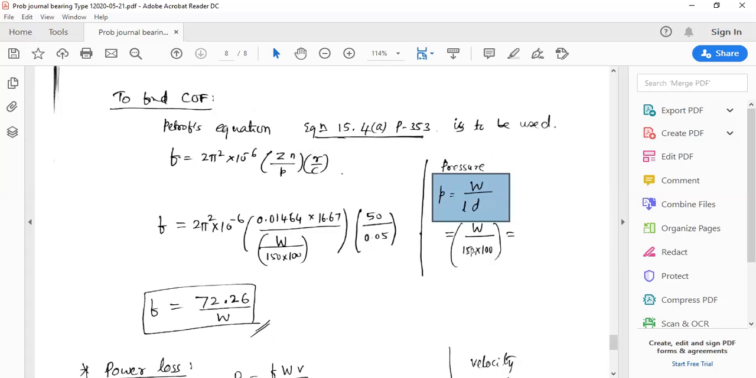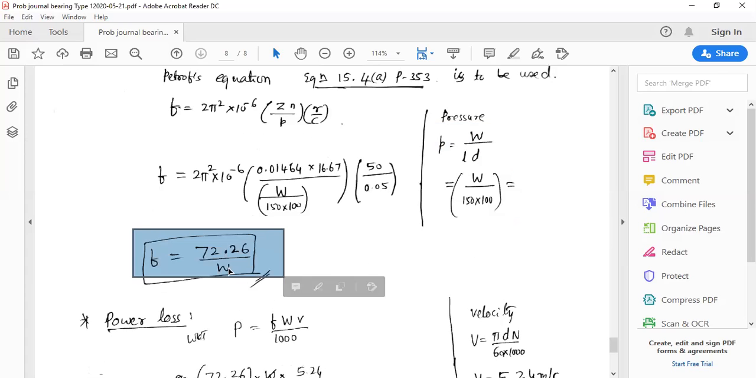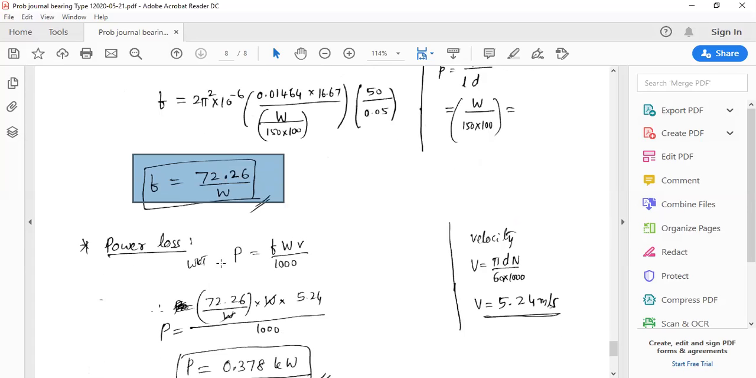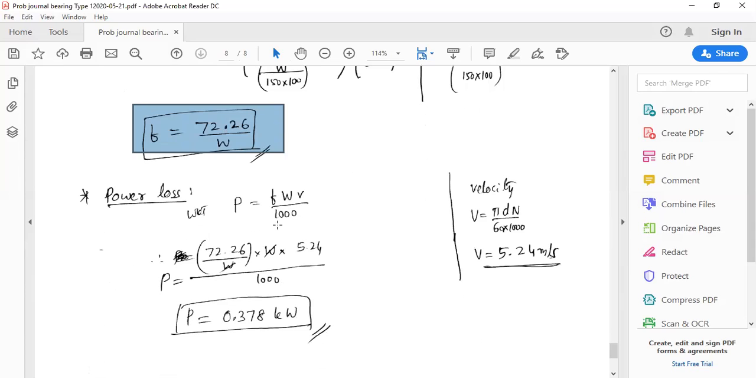W is not given, but L and D are known. Substitute as it is: W divided by L into D in the place of P, and 50 is the radius and C is the radial clearance. So what I get is the value of coefficient of friction as 72.26 divided by W, that is the radial load, which is not given in this problem.